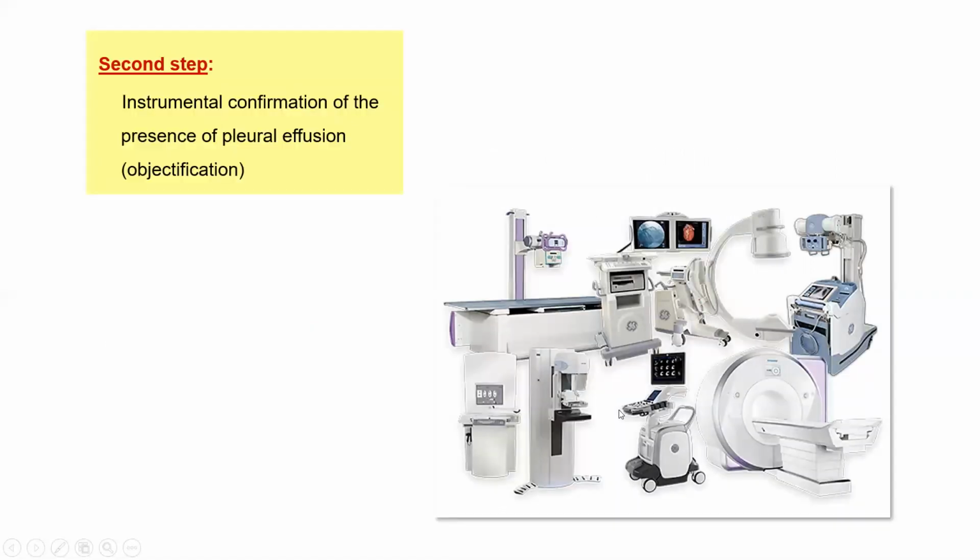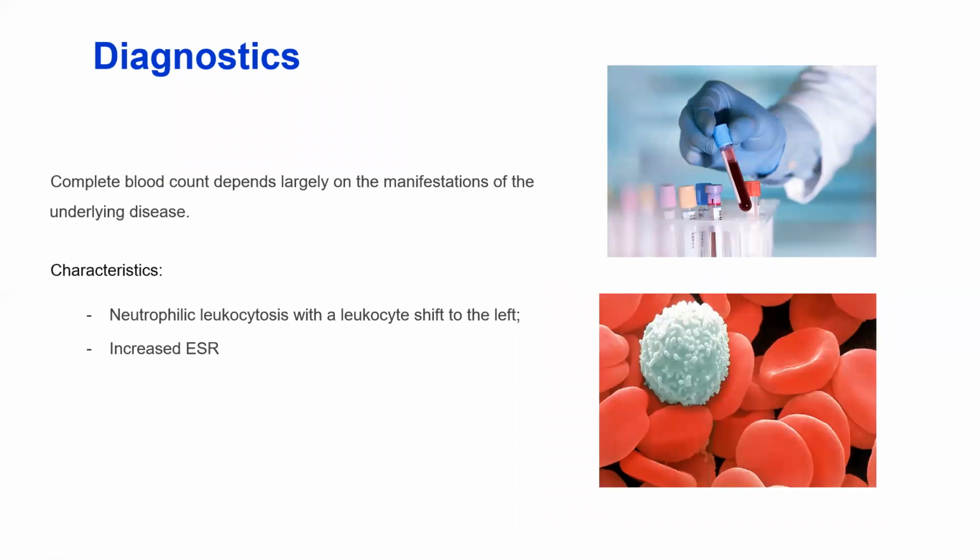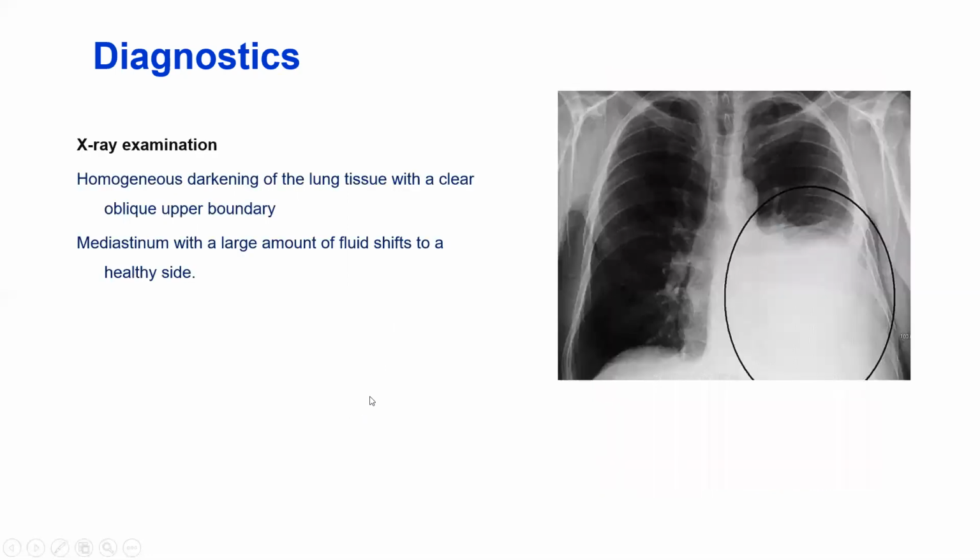The second step of the diagnostic process is using instrumental confirmation of the presence of pleural effusion. And we also apply laboratory investigations. We refer the patient's blood specimen to a complete blood count, and the results of the CBC test largely depend on the manifestations of the underlying disease characteristics. We usually find neutrophilic leukocytosis with a leukocyte shift to the left and increased erythrocyte sedimentation rate.